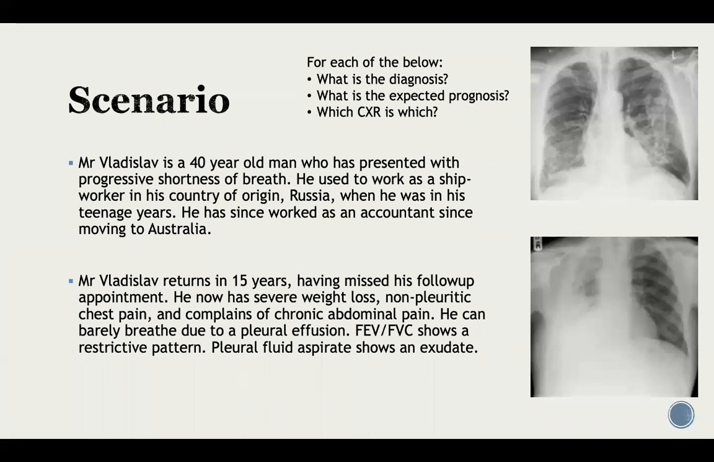This one, what scenario, what condition is this most likely? The first one. Someone yell it out. Okay, so he's Russian. He's got progressive shortness of breath. He was a ship worker, and it was ages ago, this exposure. Okay, between asbestosis and mesothelioma, which one does he have? Yeah, because the next one's mesothelioma.